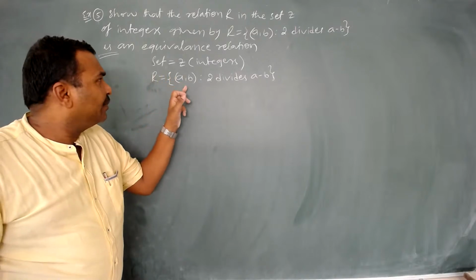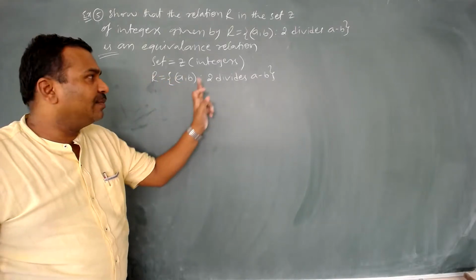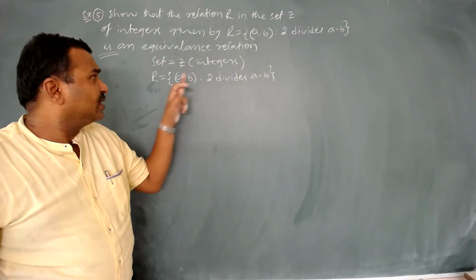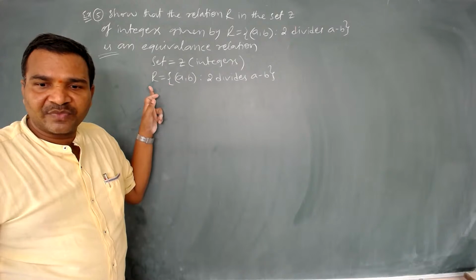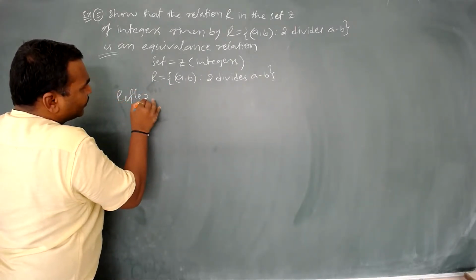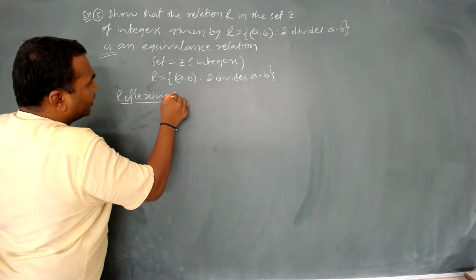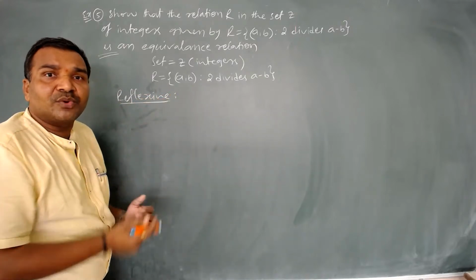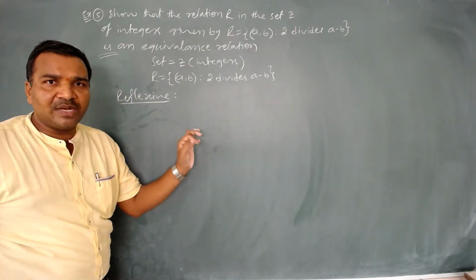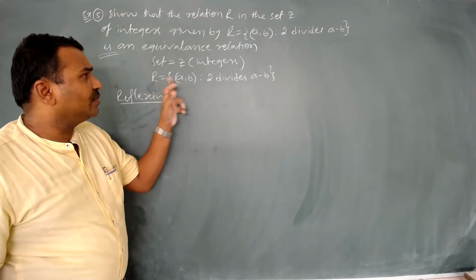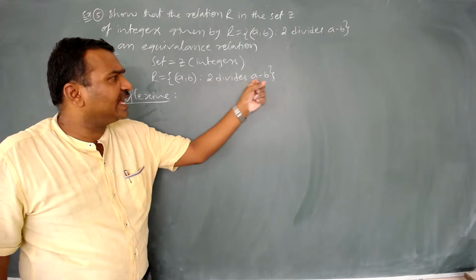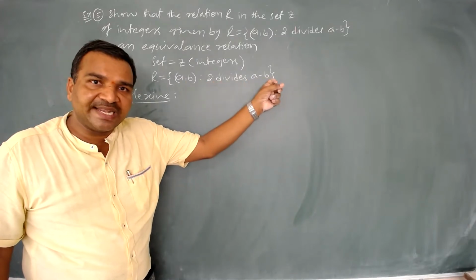Correct now? The element is there in the relation, that element satisfies the condition. If an element satisfies the condition, then that element belongs to R. Okay, now we will check one by one. Reflexive: is it reflexive or not? What we have to prove is (a, a) belongs to R. So when is it possible? (a, a) belongs to R means put b equal to a. What will happen? 2 divides a minus a. Is it possible? Yes, it is possible.